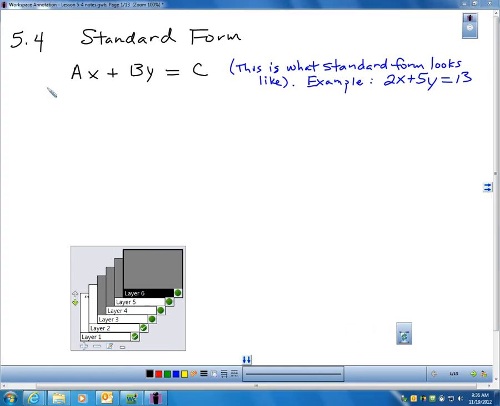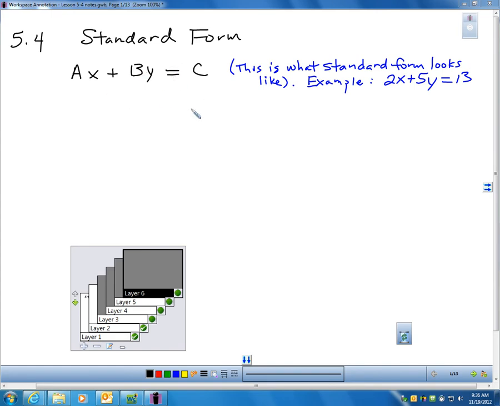I will get to those four major things in just a minute, but I wanted to start off with reviewing what standard form is. Now remember, standard form is an equation of this form: ax plus by equals c. This is what standard form looks like. An example of standard form could be like 2x plus 5y equals 13. Now remember, we now have three different forms of equations for linear equations. Slope-intercept form, we have point-slope form, and of course we have standard form.